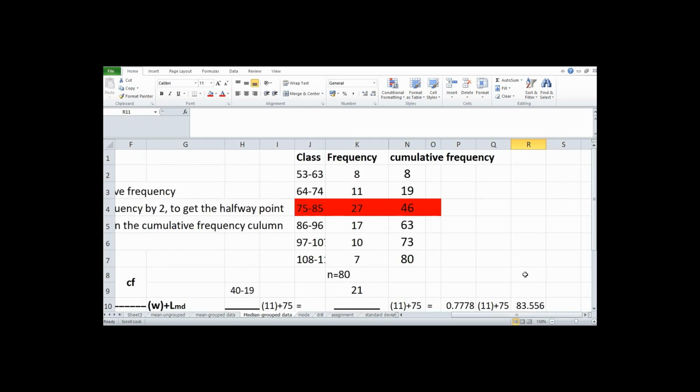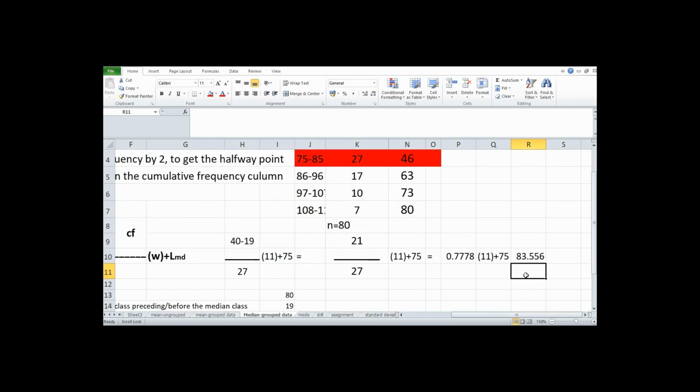That is so simple to get the median for group data. So in the next video, I will be discussing the mode for group data. See you soon!